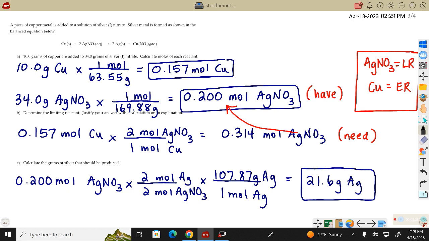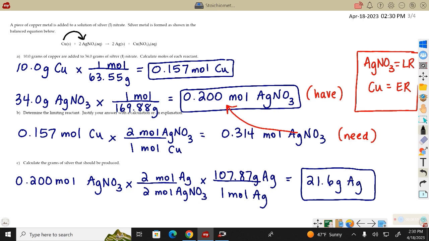Then part B, I can figure the limiting reactant. And again, I can justify with a calculation or an explanation. Because again, this ratio is not super crazy, 1:2. So you pick one reactant, it doesn't matter which. If I look at the balanced equation, I need twice as much silver nitrate. So maybe you could just do that in your head or in your calculator.